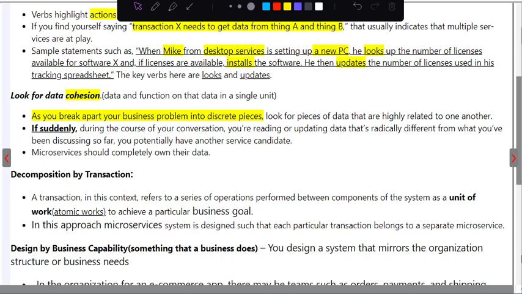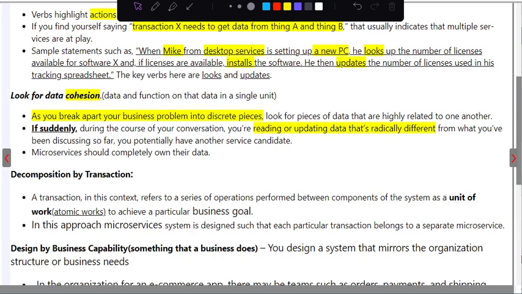Suppose we are updating the book record in our library system, then book name, book publisher name, and book editions are data that are related to each other, highly related. When an operation is applied on that piece of data, it should be in a single transaction. If suddenly during the course of your command you are updating data that is radically different from what you have, it means we are interacting with more than one service.